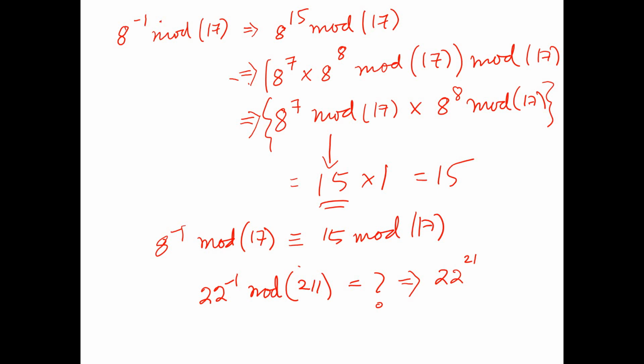So here 22 is my a. So we can write this as 211 minus 2 mod of 211, which means 22 to the power 209 mod of 211. So this is where we stand. You have to fraction divide it such that you are able to compute the final answer. Just try it for 2 minutes.